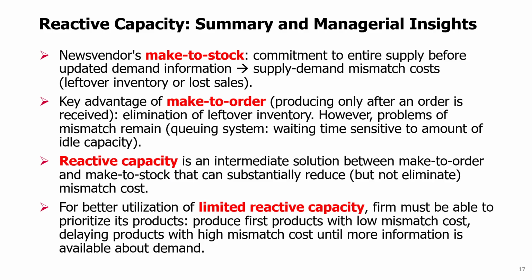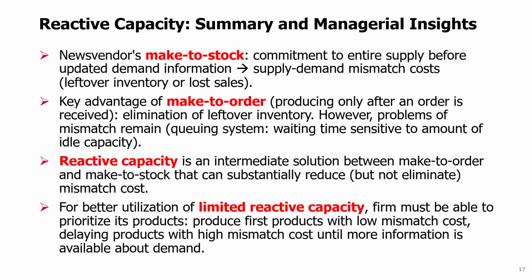Reactive capacity is an intermediate solution, somewhere in between these two extremes, make-to-stock or make-to-order. And this is a solution that can substantially reduce, but not completely eliminate, the mismatch cost. In the case when we had unlimited reactive capacity with an additional cost for the second order opportunity, we reduce significantly the mismatch cost, and we could avoid completely the lost sales, but we couldn't avoid leftover inventory. We could still have some smaller, but still not zero, expected leftover inventory.